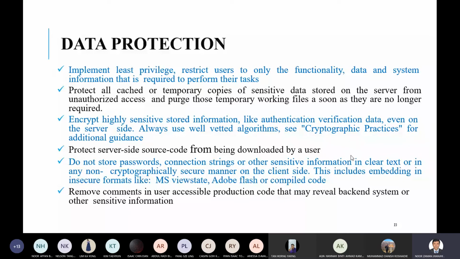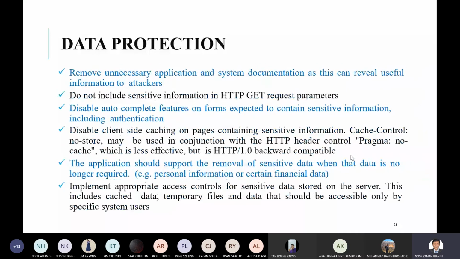And we need to see what the code is written. Maybe the code itself contains the information we are trying not to expose. So these are all the points that we are going to consider. Remove the unnecessary applications and system applications, which are not useful, not required, not necessary for the users. And do not include any sensitive information like HTTP GET and other things.